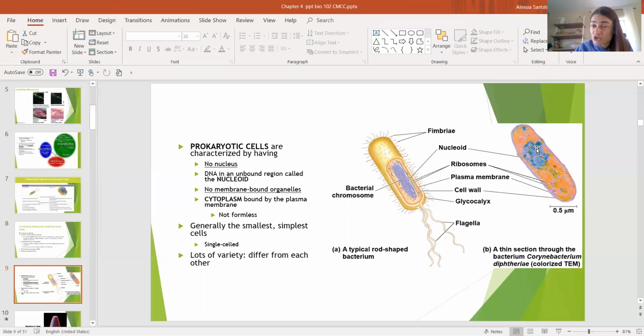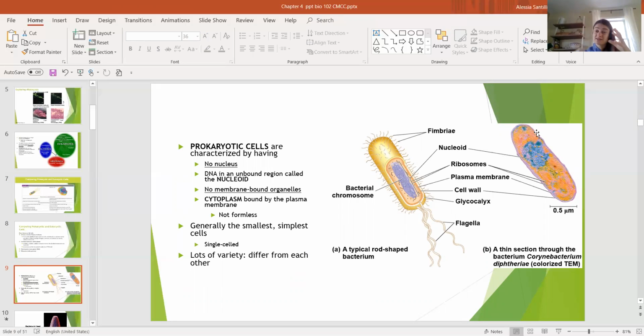So again, there are no membrane-bound organelles. We do have ribosomes in them, but there's no membrane-bound organelle. So we don't have a nucleus. We don't have a mitochondria. We don't have an endoplasmic reticulum. We don't have a lysosome. None of that, right?